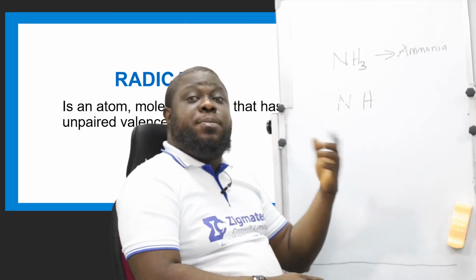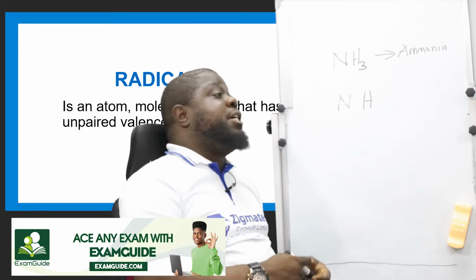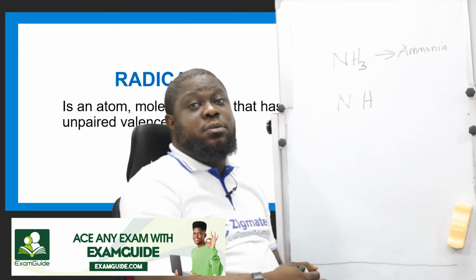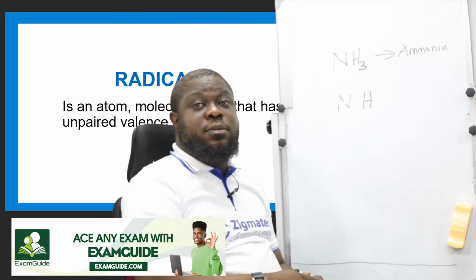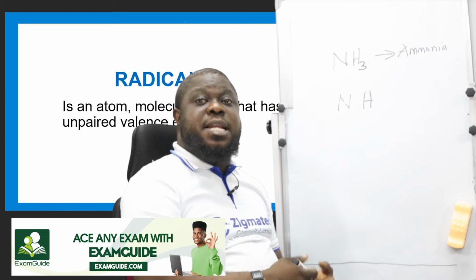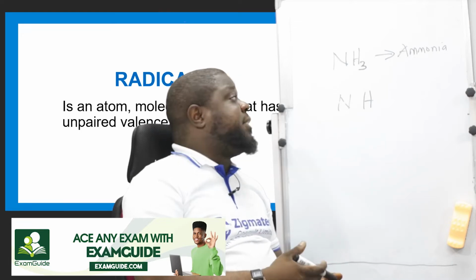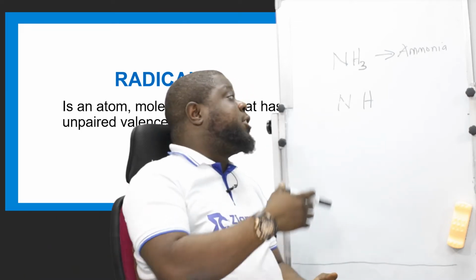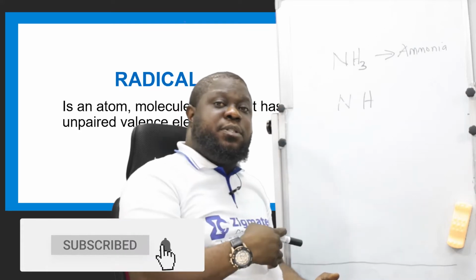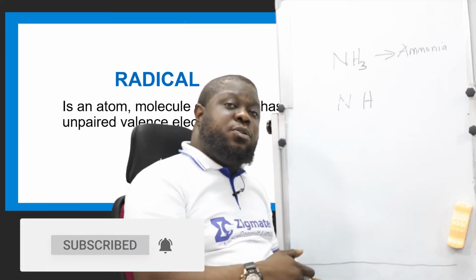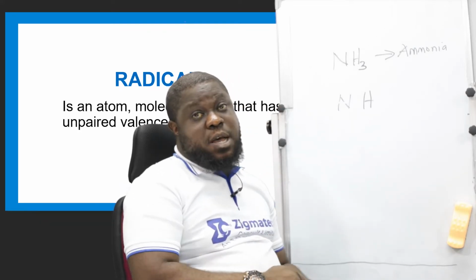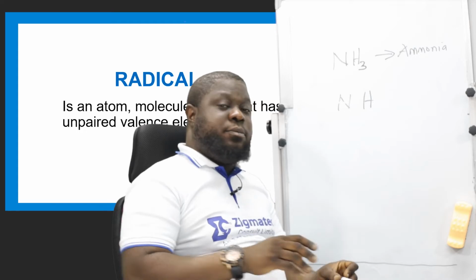So now nitrogen becomes a radical. Why? Because he did not give out any valence electron. There is nothing he gave out. In essence, he received. So those elements that receive and do not give out their electrons are called radicals.